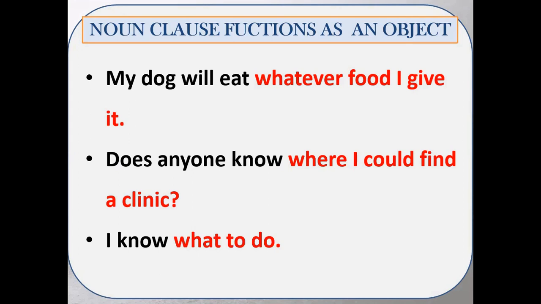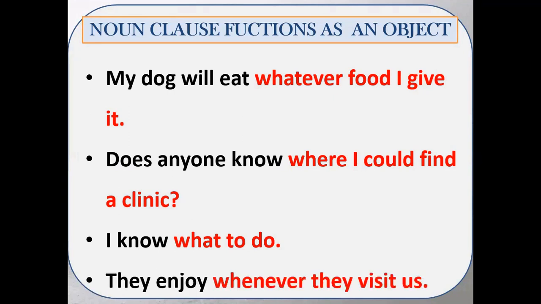I know what to do. So what to do is an example of a noun clause functioning as an object. They enjoy whenever they visit us. So whenever they visit us is an example of a noun clause functioning as an object.